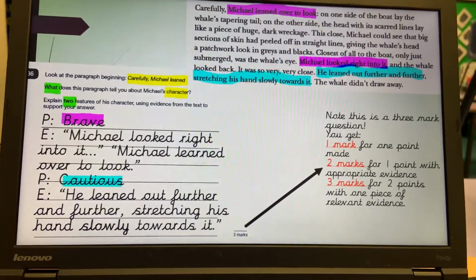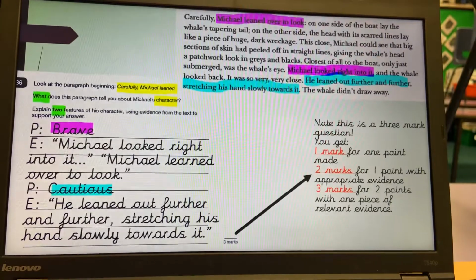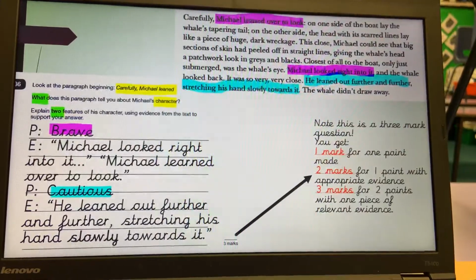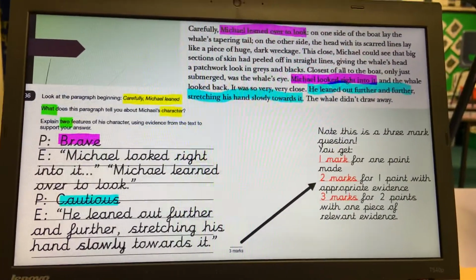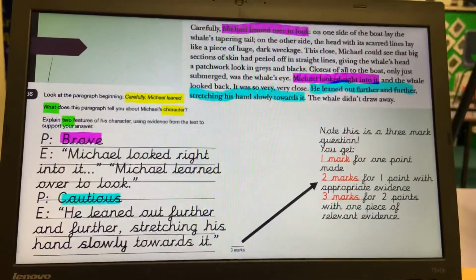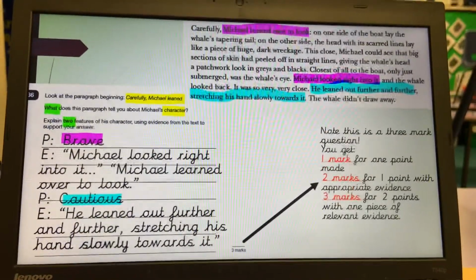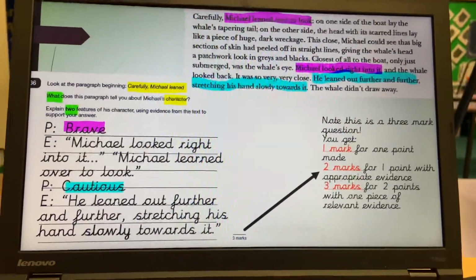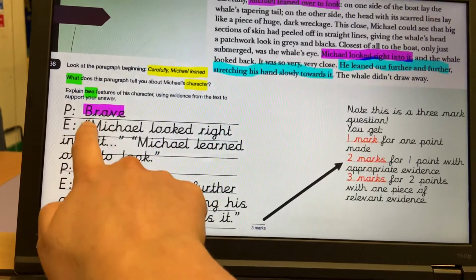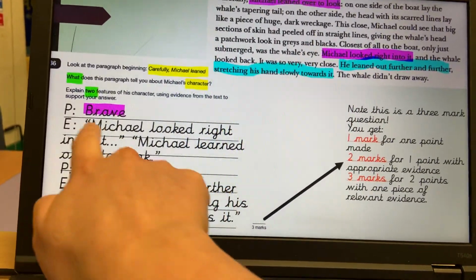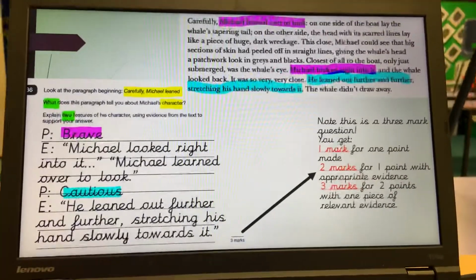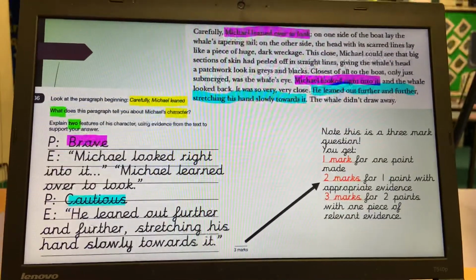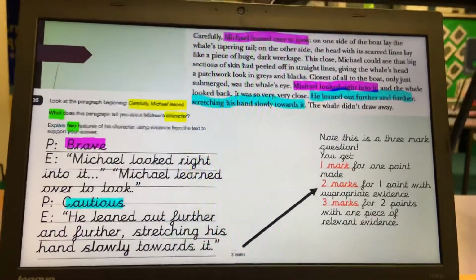Okay, so what I've done is I have marked on the text for brave where I have found the text reference that shows me, so the hint that the author has given me that he is brave. So Michael leaned over to look. Michael looked right into the eye. Okay, so I've literally written brave, and then I've used the 2 different text references in quotation marks just here. Okay, they're also inverted commas. Next I have highlighted in blue where I think he's a bit cautious. So he leaned out further and further, stretching his hand slowly towards it. And there's the text reference.